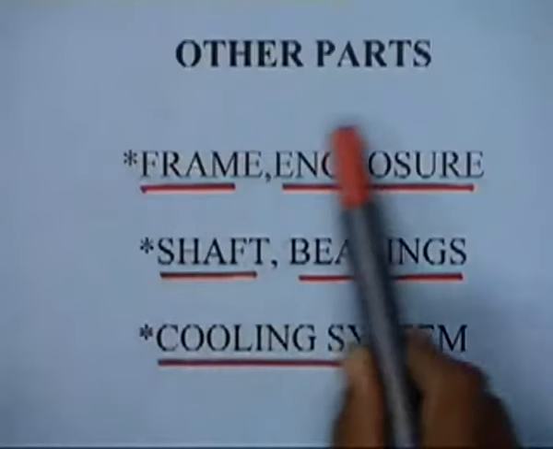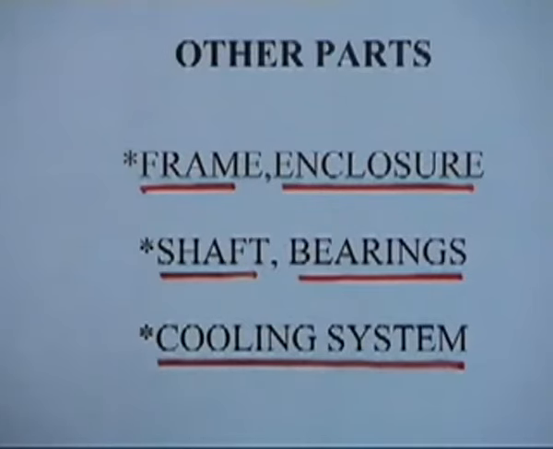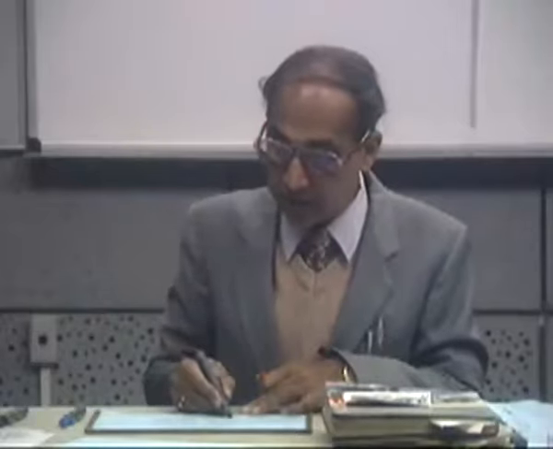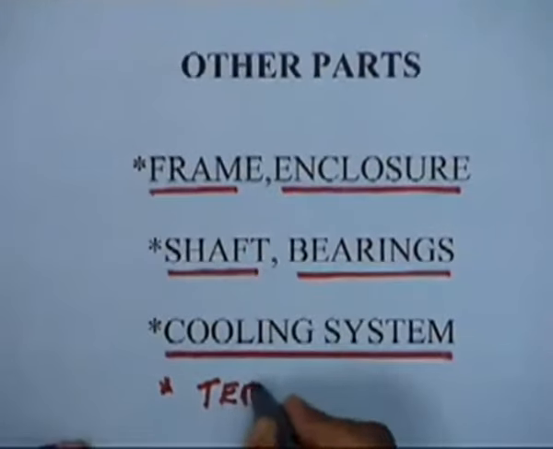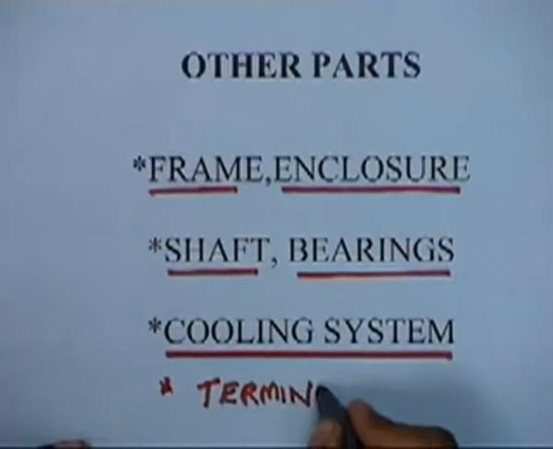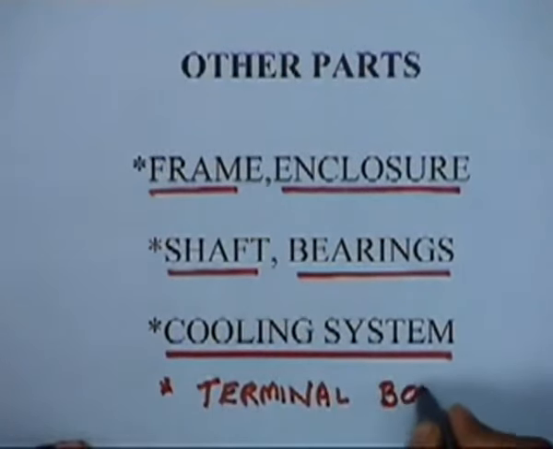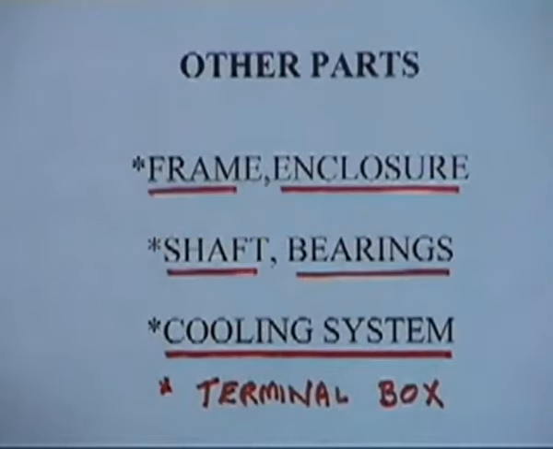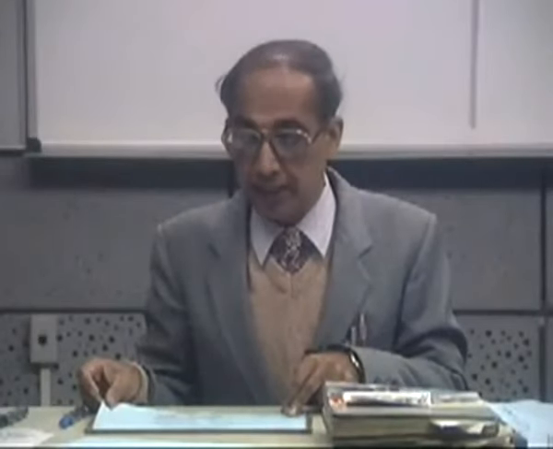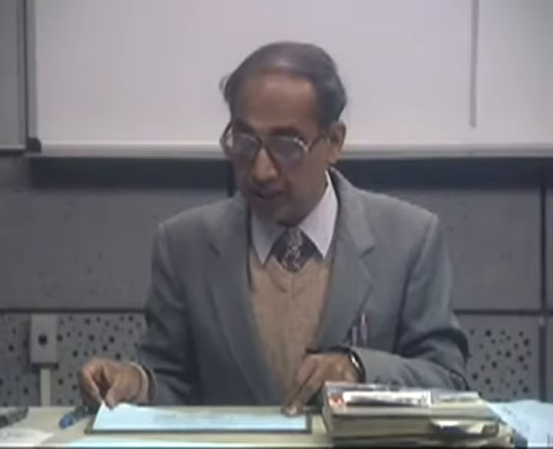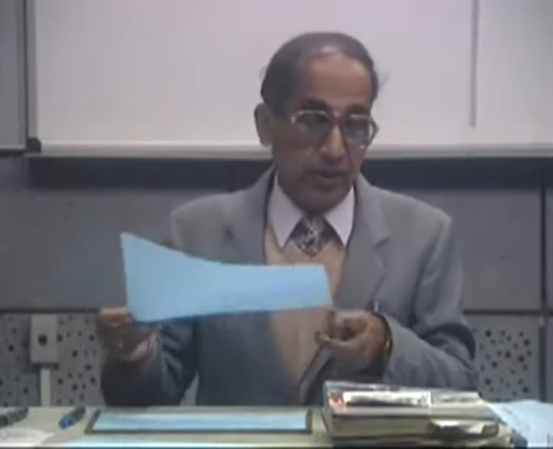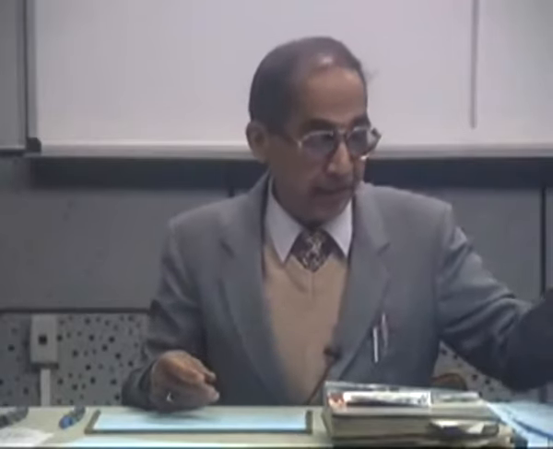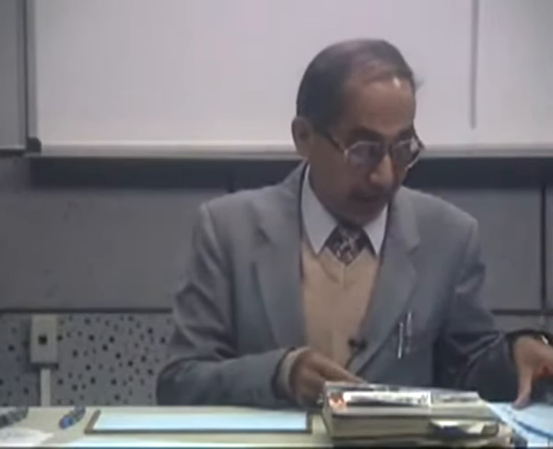So this will be the other parts. Of course, we also have to consider the terminal box. That is also important. From the windings to the external network, we must have a suitable terminal box, suitably insulated so that it doesn't give rise to any type of sparking or high voltage stresses. Okay, so these are some preliminary pieces of information that we can have.